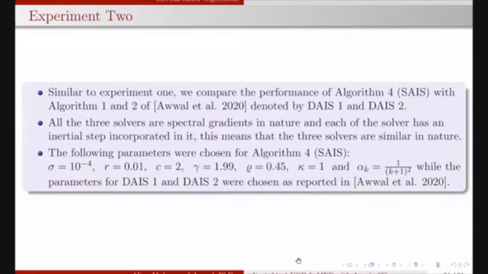For experiment 2, we test algorithm 4, which is the spectral gradient-like method with inertia step. We test it against our previous work, published in IEEE Access, which we call DAIS1 and DAIS2. These also have an inertia step, but as I mentioned earlier, not like this one. In that one, it uses the difference between the point and the inertia and their images, while algorithm 4 uses the difference between the two preceding inertia. The parameters for these we take from the work in IEEE Access.